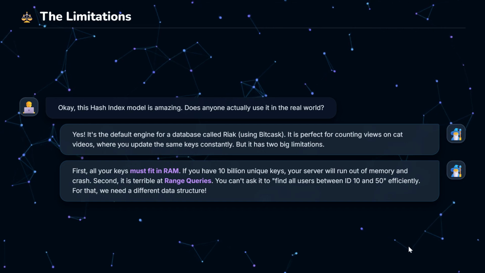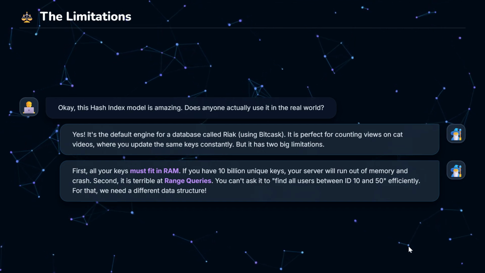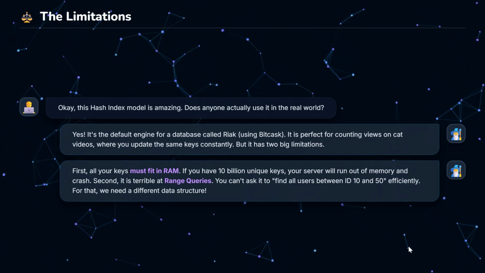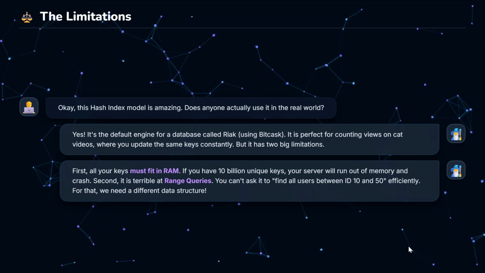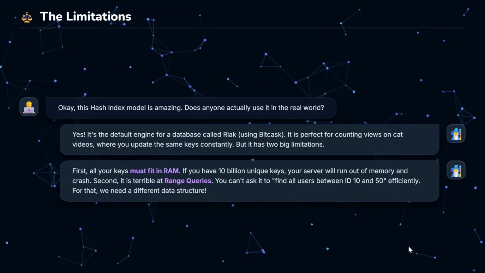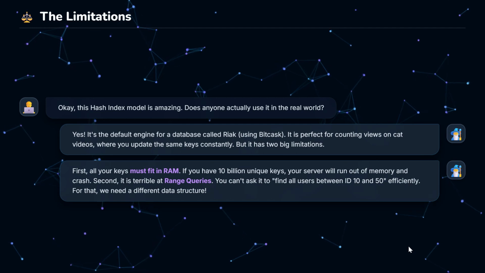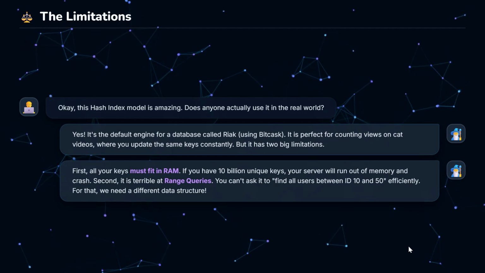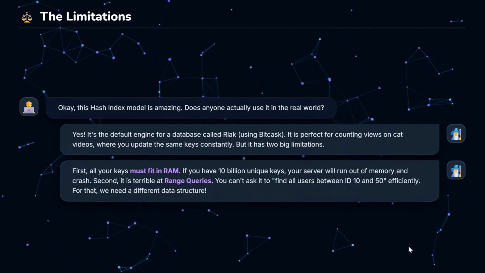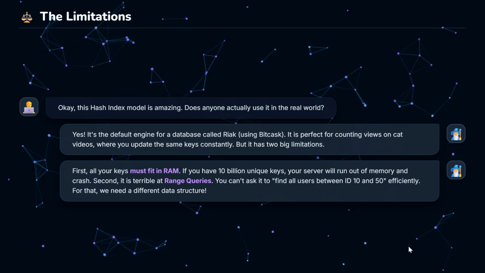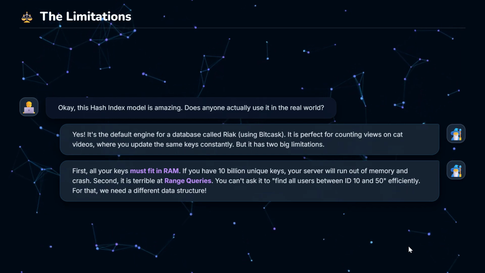Second, hash indexes are terrible at range queries. If you want to find all users whose ID is between 10 and 50, the hash map cannot help you. You literally have to search the dictionary 50 separate times. To solve these problems, we need a different data structure, which we will explore in the next chapter.